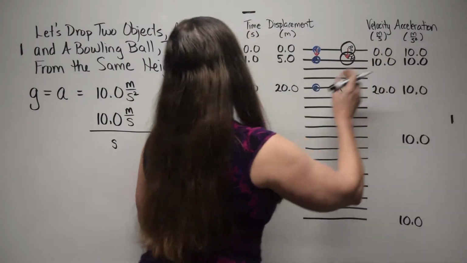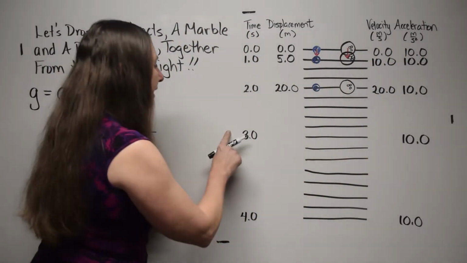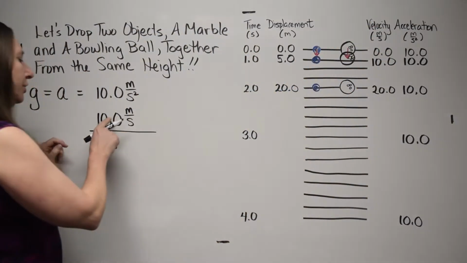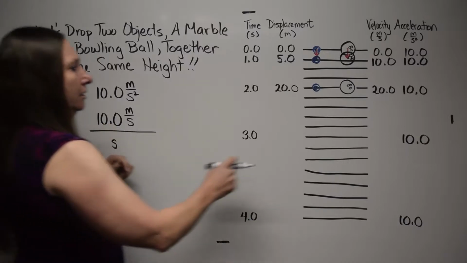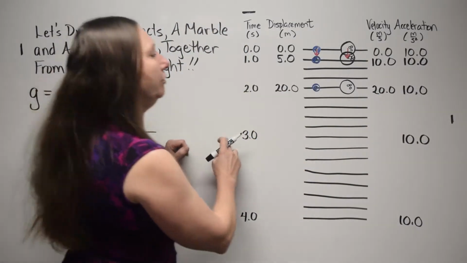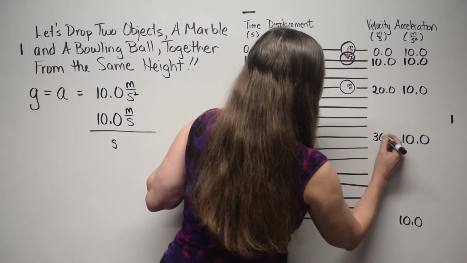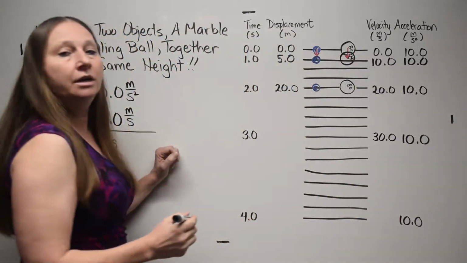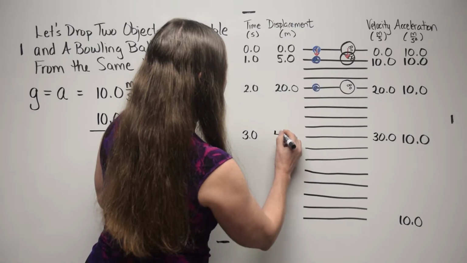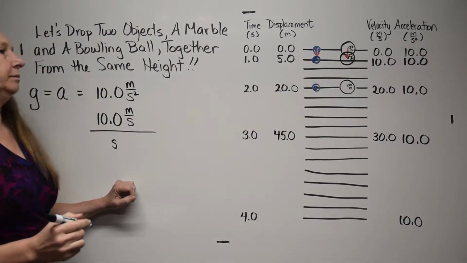All right, what does an acceleration of 10 meters per second squared mean? It means that every second that goes by, the velocity changes by 10. So what's the velocity after another second has gone by, from 2 to 3? Add another 10. The velocity of each object is now 30 meters per second. And I will tell you that they have fallen 45 meters down.